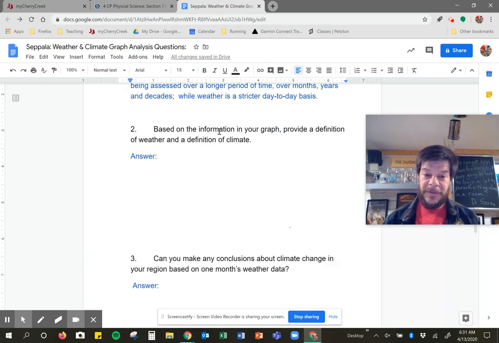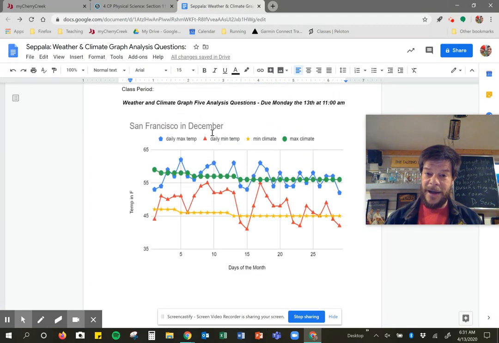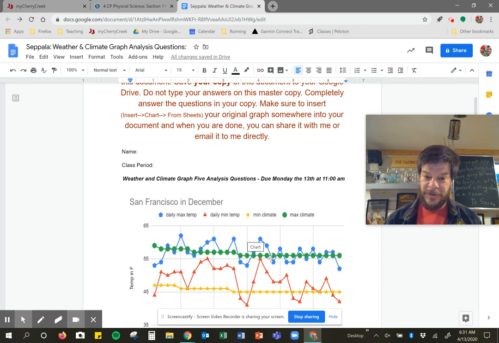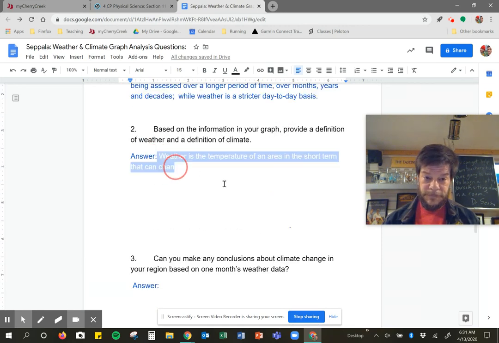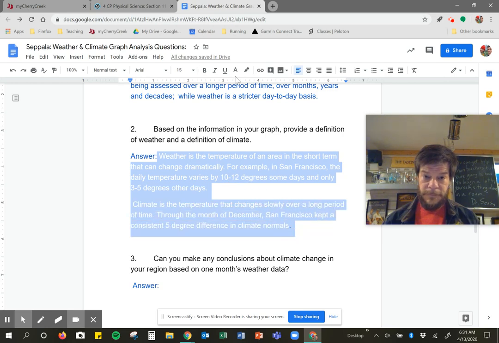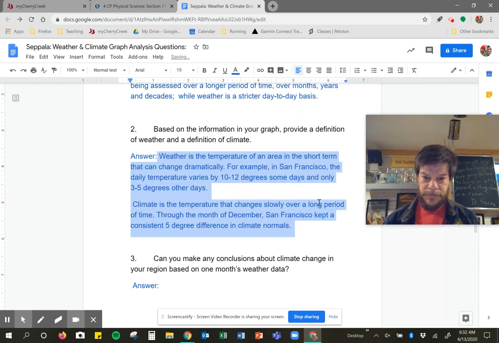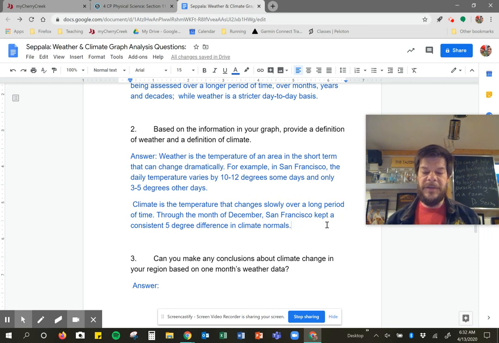Number two, based on the information in your graph. So as soon as you see something like that, you should go back up to your graph and start pulling some data from it to use in your answer. That's what I'm looking for. What is weather and what is climate based on information in my graph?